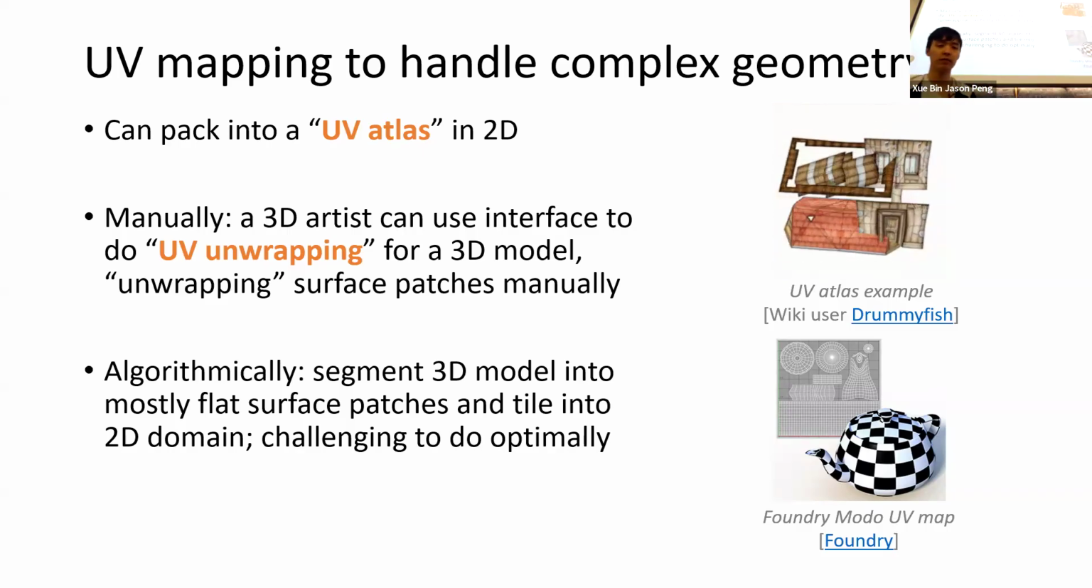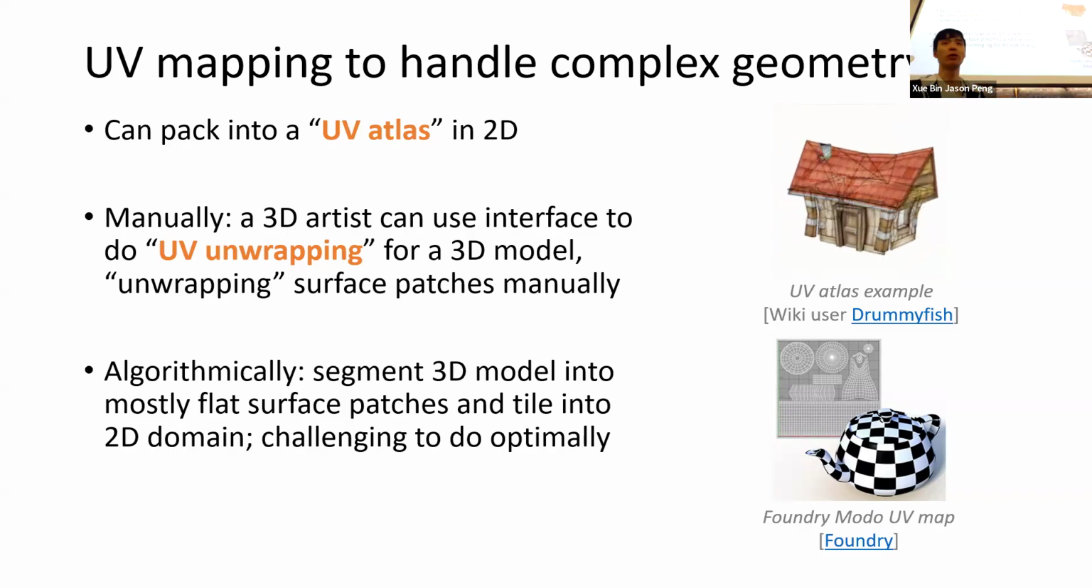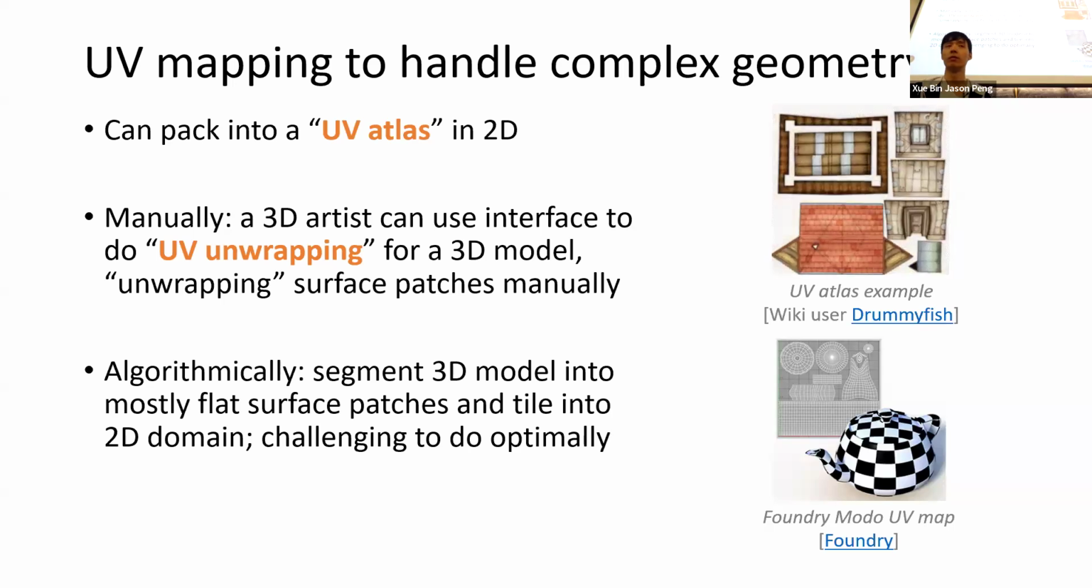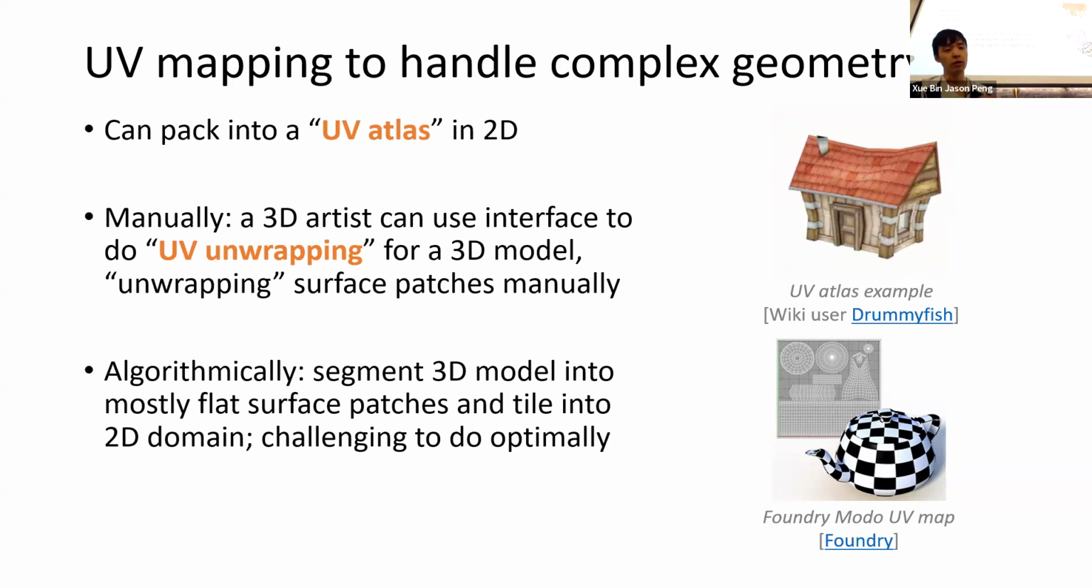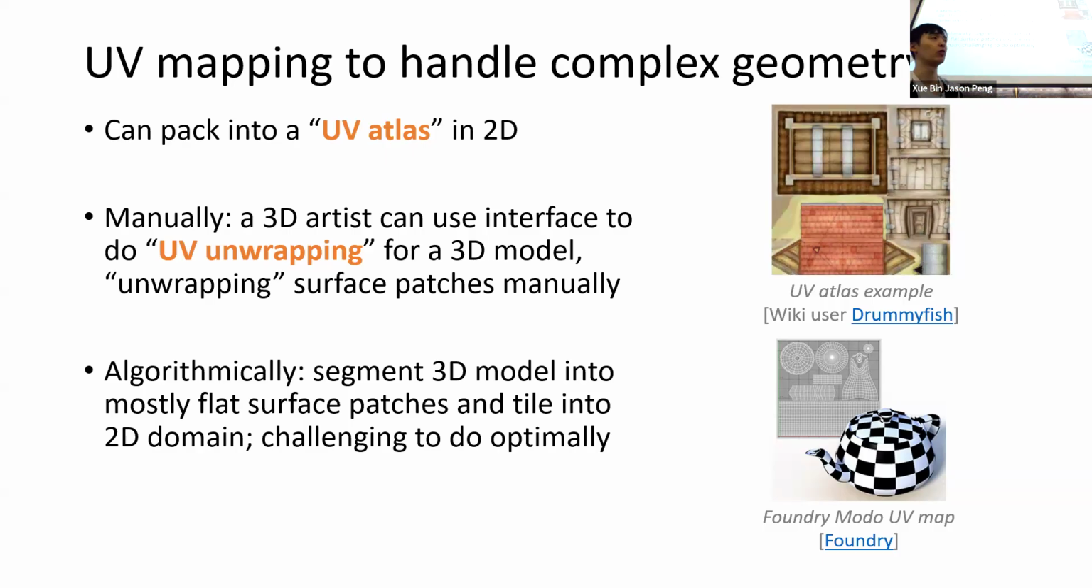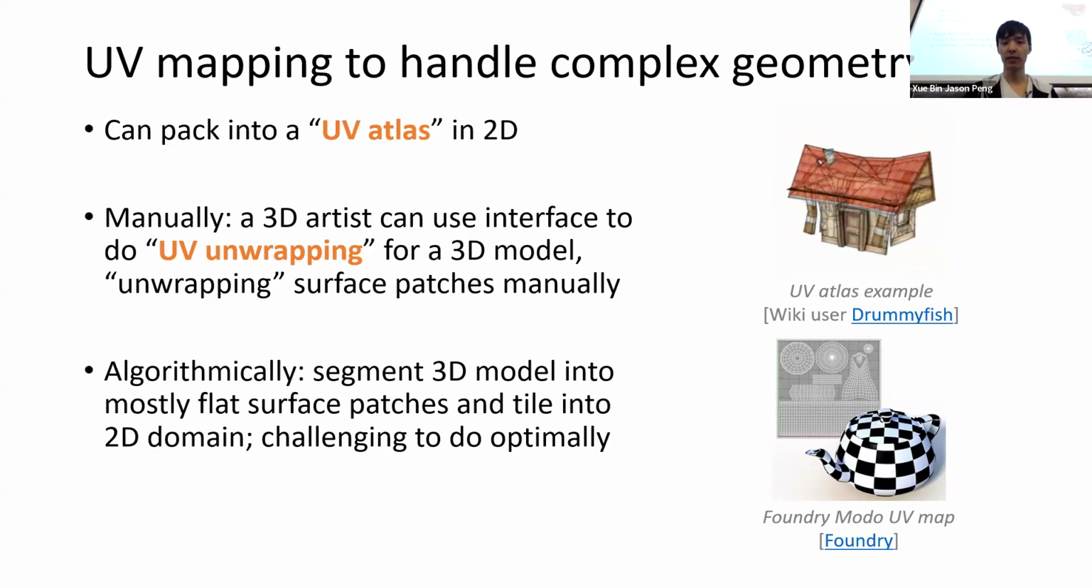Okay. So any questions about this UV mapping technique? Okay, so for the most part, it's just flattening a 3D mesh and then storing the texture coordinates for every single vertex.